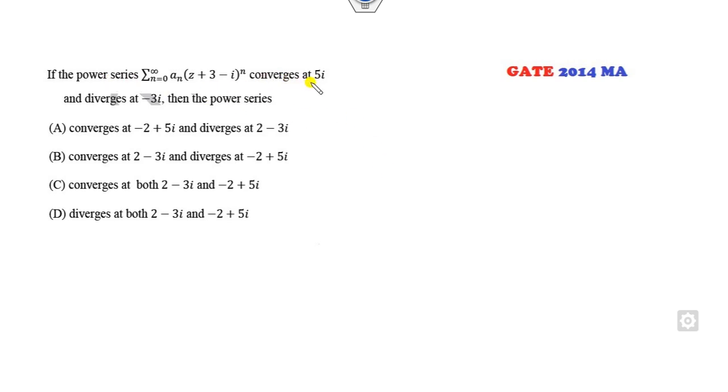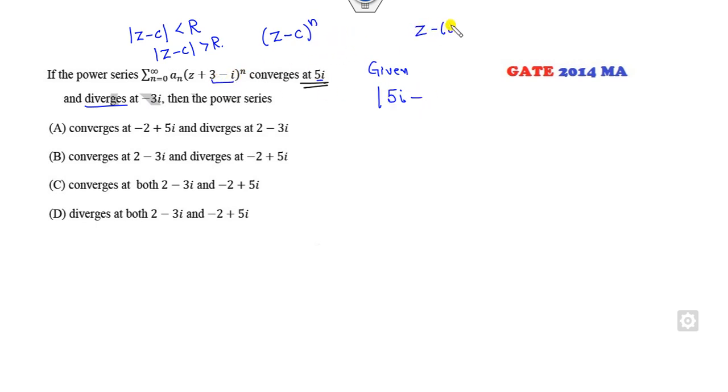Okay, if the power series is convergent at 5C, remember this is my convergent and this is my divergent. What is given to you? This is convergent at 5C. So it means 5i minus the center. What is the center? You can write this in this form. So C will be my i minus 3. This is less than R. Fine. And divergent means 5i minus this is greater than R.